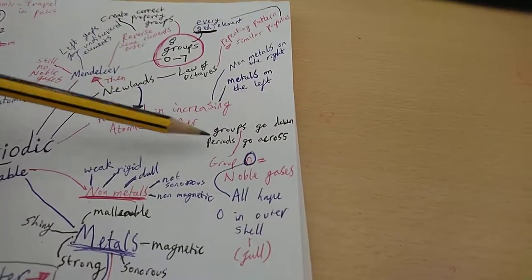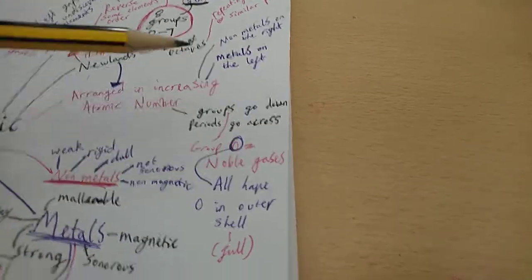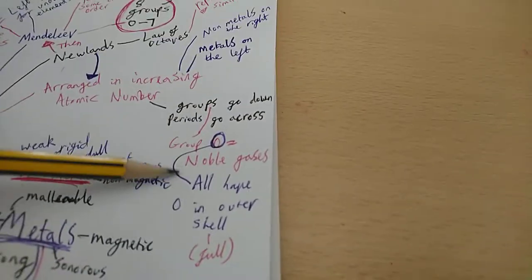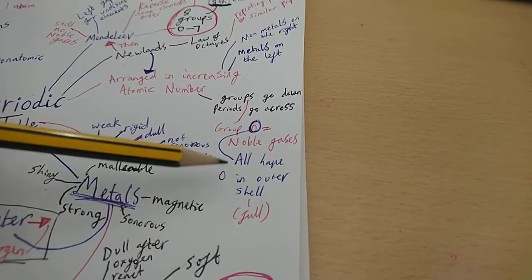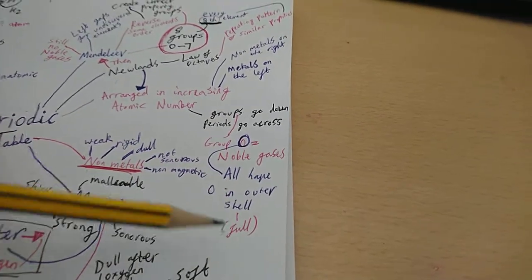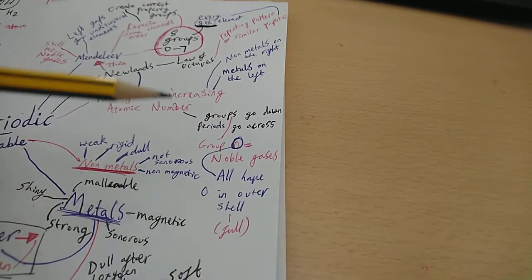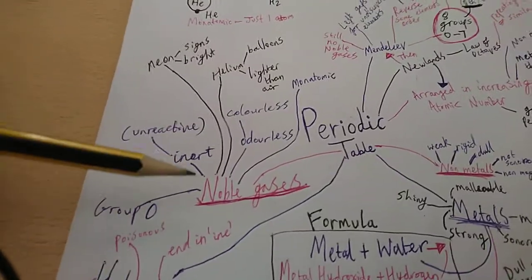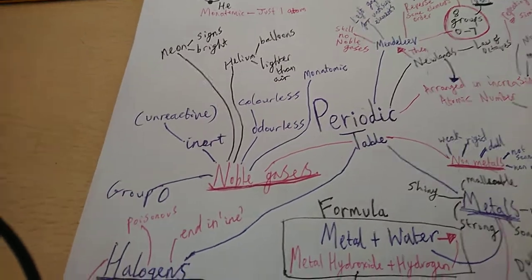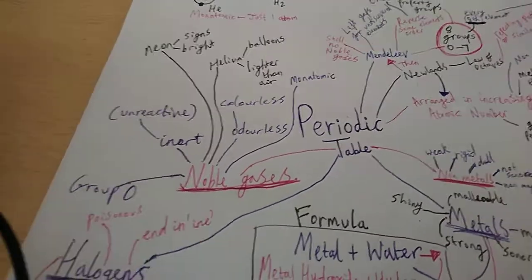So an example of a group which goes down in the periodic table is group 0, which is the noble gases, and they will have 0 in their outer shell. So they have a full outer shell. 0 refers to the electrons. They have a full electron outer shell. Noble gases, so we're on the actual group now, they're in group 0.